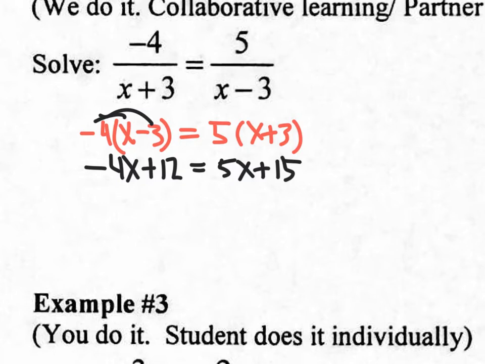And now we want to get x by itself on one side. I want to add 4x. That way I end up with a positive 9x. Add 4x to both sides. I'll end up with a positive 9x down here.